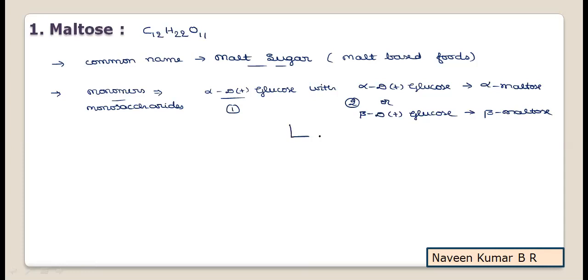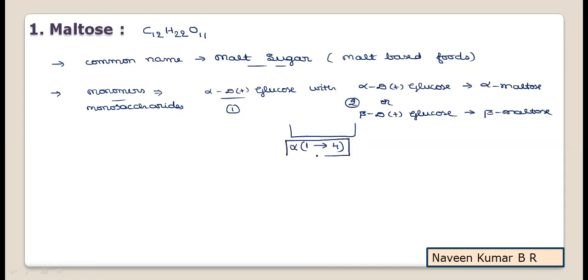Now between the two, the linkage is that the first carbon hydroxyl group of the first monosaccharide and the fourth carbon hydroxyl group of the next monosaccharide will interact. Hence, for the glycosidic bond representation, we need to write within the bracket. The first number indicates which carbon's hydroxyl group of the first monosaccharide is interacting, and the second number indicates which carbon's hydroxyl group of the second monosaccharide is involved in the glycosidic linkage. The arrow is towards the bond formation. So whatever the first monosaccharide configuration is, that should be written first to represent the bond.